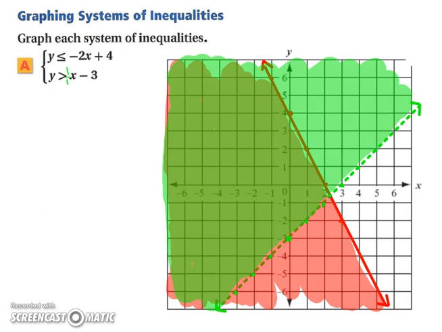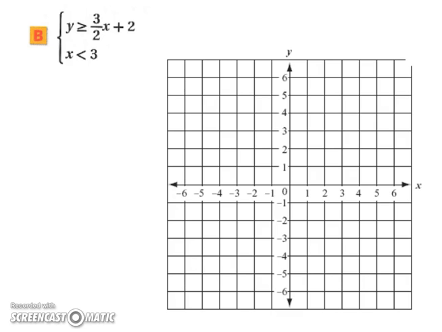Let's try this next one. Alright, so let's start by graphing our first one. We'll go in red again here. So we're going to start at 2. And this time we're going to rise 3 and run 2. Or we can go down 3 and go to the left 2.